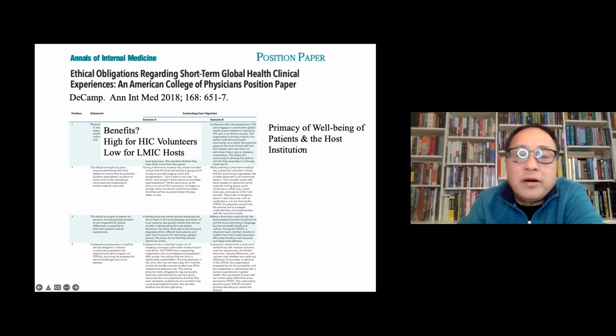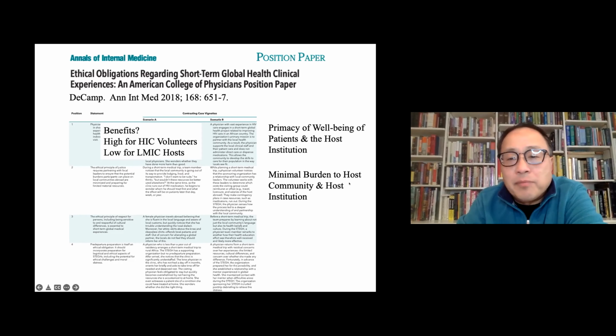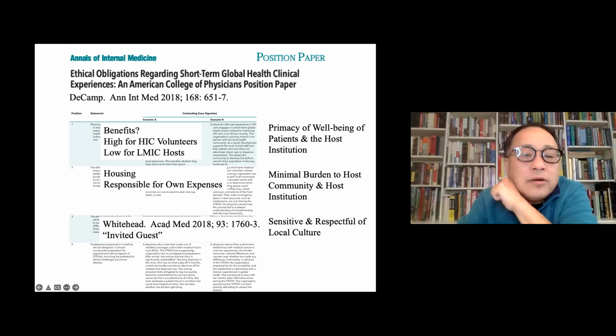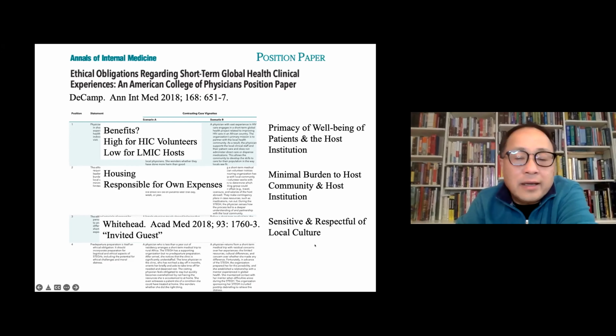So we want to be careful that we are doing this for the benefit of those people in Kenya in this example. And then they talk about having a minimal burden to host community and host institutions. And that's because often when a volunteer comes, you have to provide translators, you have to provide housing, you have to stop what you're doing to help that visitor and so forth. So we're working on housing to be provided. And then everybody who comes through the G3 collaboration will be responsible for their own expenses. And then we want to be sensitive and respectful of the local culture. And as suggested by Dr. Whitehead and all, we will be functioning as an invited guest at Kajabi Hospital, specifically guests that are invited by the Kenyan CEO and the board of the hospital.